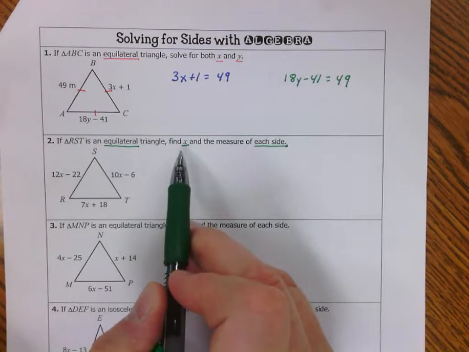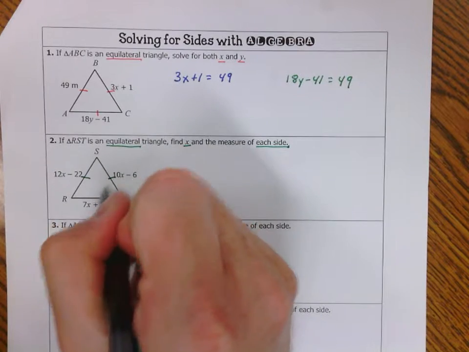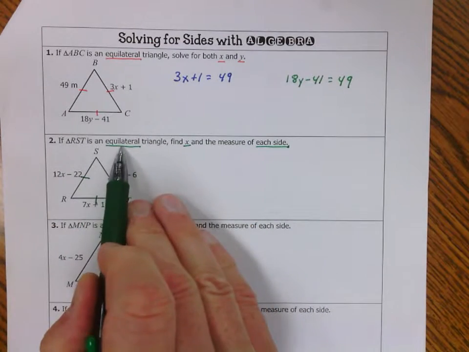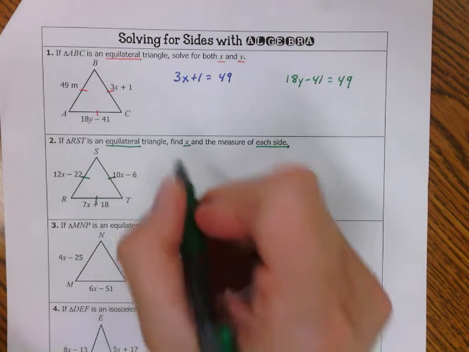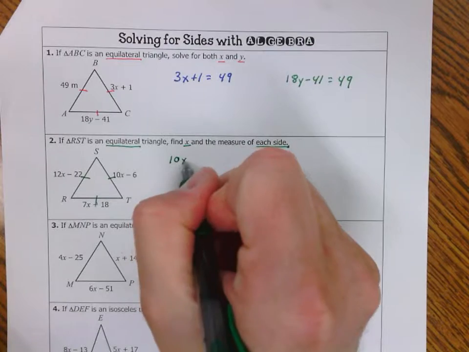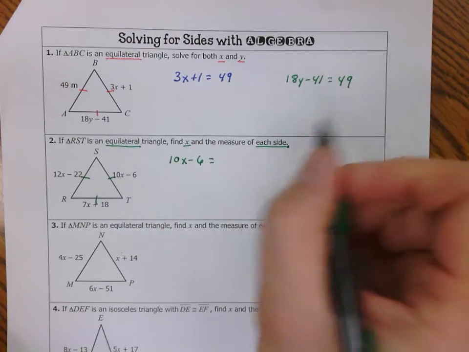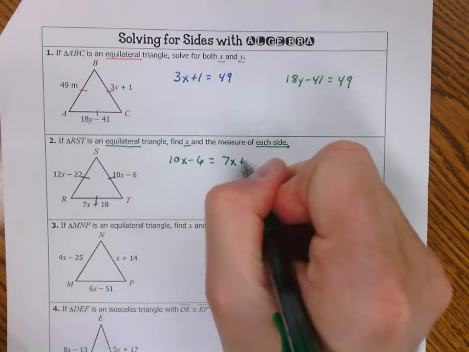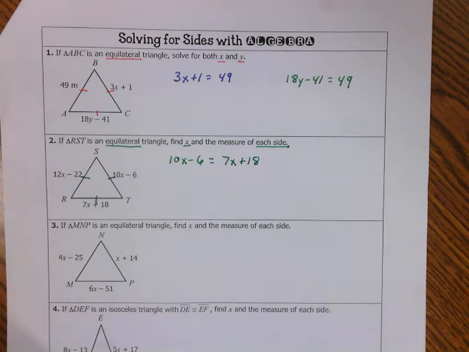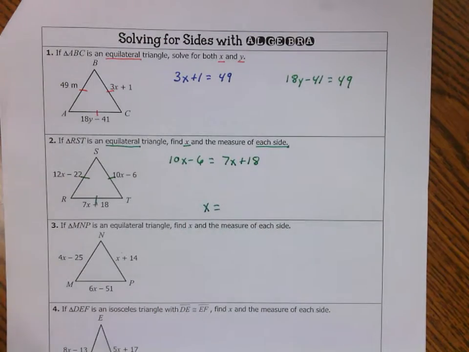So let's find x first. Well, if all 3 of these sides are congruent, and they are because of equilateral, you can just pick any 2 sides and set it equal. So I might do 10x minus 6, this side. That would equal maybe this side, 7x plus 18. And I would solve all of this and get an answer of x.